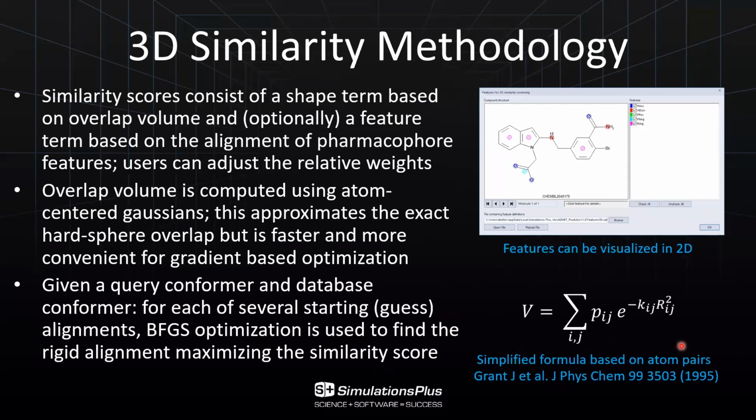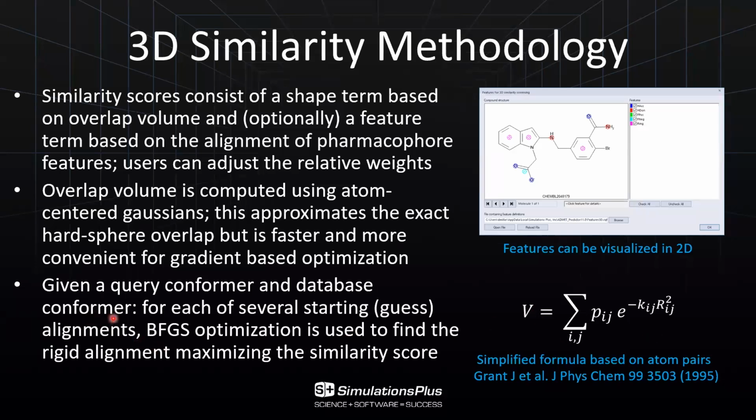The exact hard sphere overlap was approximated using a sum of Gaussians, and then further simplified in such a way that you only need to consider all pairs of atoms. It was shown that this simplification still yields a volume that's quite close to what you would get exactly, but orders of magnitude faster, and as I said, suitable for optimization methods.